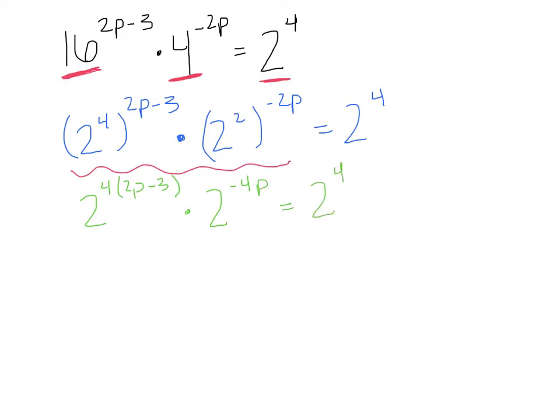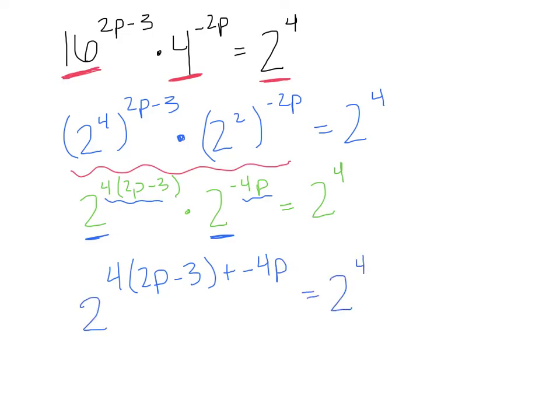Since these two have a common base, and I'm multiplying them, I can add the two exponents together. This is why we have to think about our laws of exponents before we even start solving these kinds of things. We know that 4 times 2p minus 3 plus negative 4p becomes our left-hand side. We can add those two exponents together and just use one base of 2. Now, finally, we can solve. There's one exponent, there's the other exponent. So we have a big giant equation, but all we're doing is using our basic algebra.